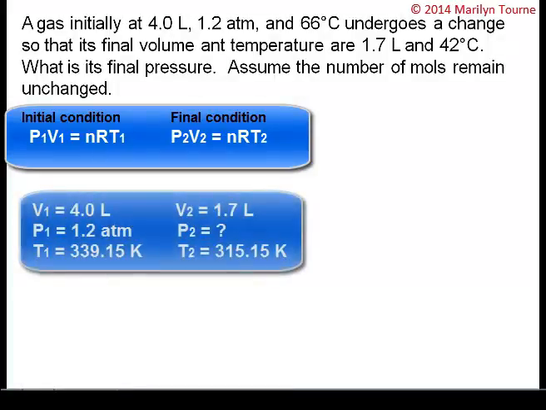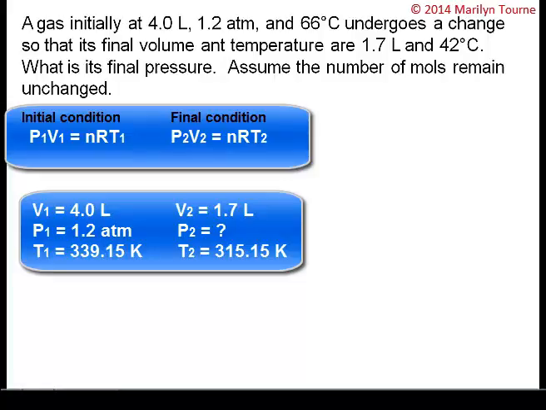So of course, I set up all of my information, and I know that the volume 1, V1, would be 4 liters. The P1, pressure 1, is 1.2 atm. And then the T1 is 66 degrees Celsius, but of course I got to change that to Kelvin. So that's going to be 339.15 Kelvin. And then what they're looking for is the final pressure. So we need to find P2. But I know V2. They give it to me, it's 1.7 liters, and I also know T2, which is 42 degrees Celsius, but convert that to 315.15 Kelvin.